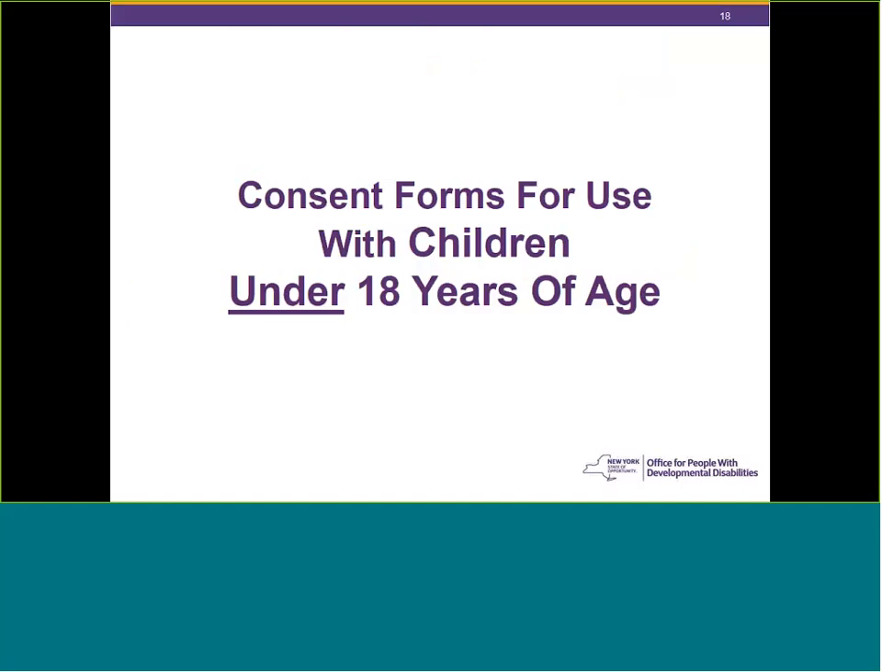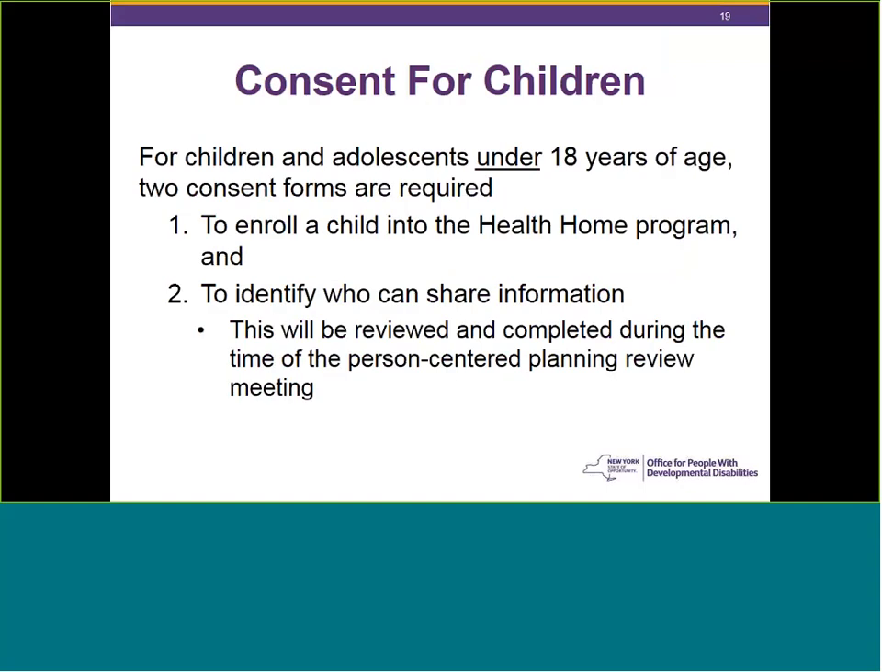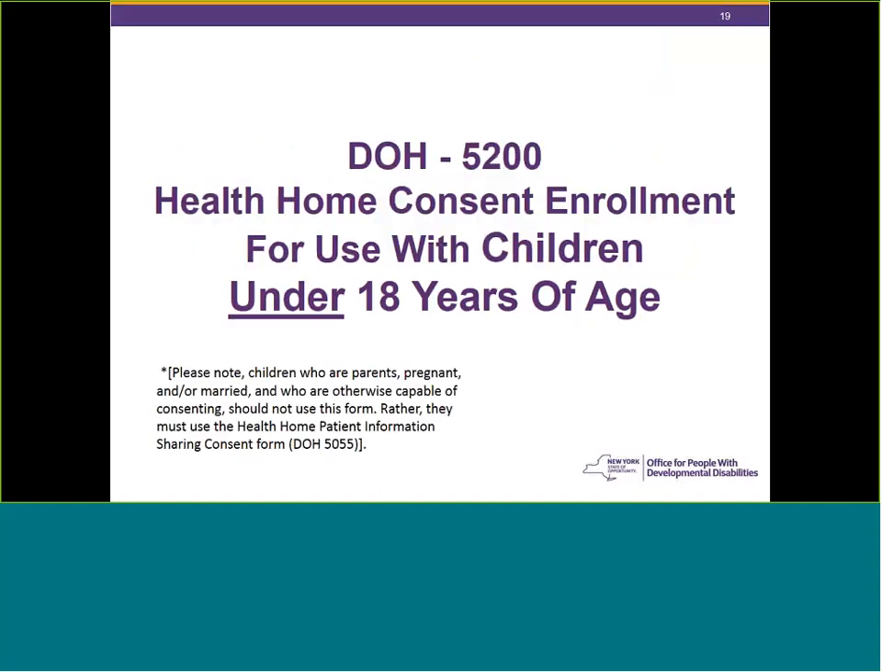Now we'll move to the children's forms. So for children under 18 years of age, we have 2 different forms to complete to enroll. So the first form is an enrollment form. So similar to the 5055, we're basically saying a person is making a choice to enroll, and therefore the 50, what do we have here? The 5200 is the form for selecting to enroll. And then we have a second form, which is to identify that information can be shared.